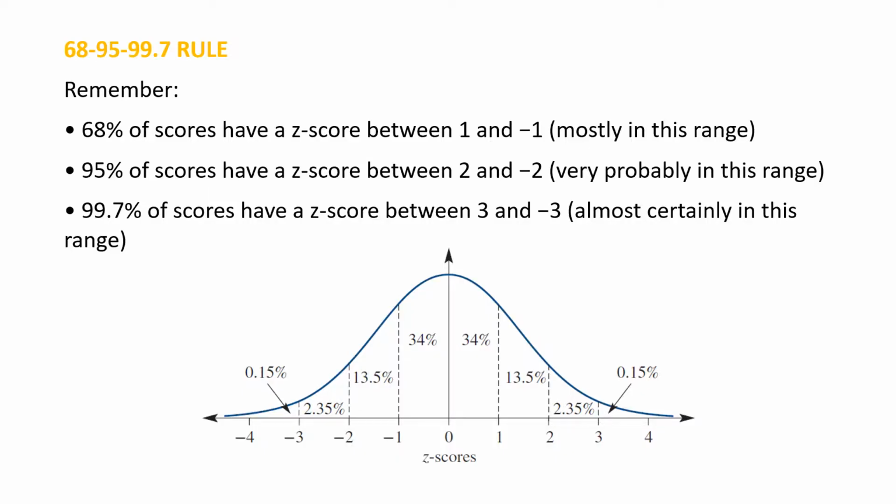So remember our 68, 95, 99.7 rule? 68% of all of the scores are going to fall between 1 and -1 standard deviations from our mean, which is at 0. Then 95% are going to be between 2 and -2. And then the full 99.7%, so almost complete, will be between 3 and -3 standard deviations.